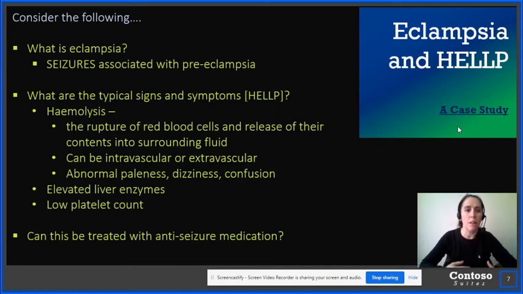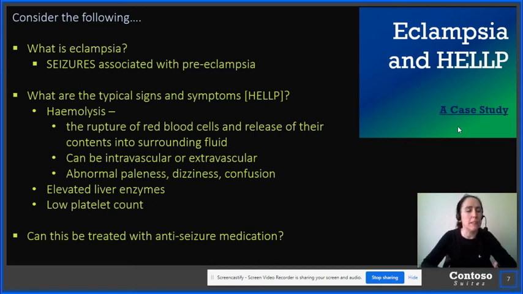So hemolysis is basically the rupture of the red blood cells and the release of their content into the fluid all around. So this can either happen intravascular or extravascular. And what that means is if it's intravascular, the contents of the red blood cells will actually be released into the blood vessels. So that can be quite bad. You can get some poisoning with it. If it's extravascular, it will be outside of the blood vessels. So that means it's going to be actually in the liver and in the spleen.